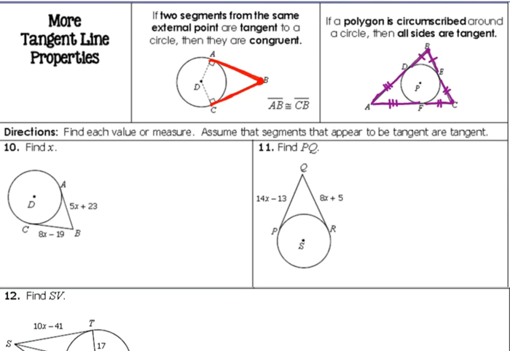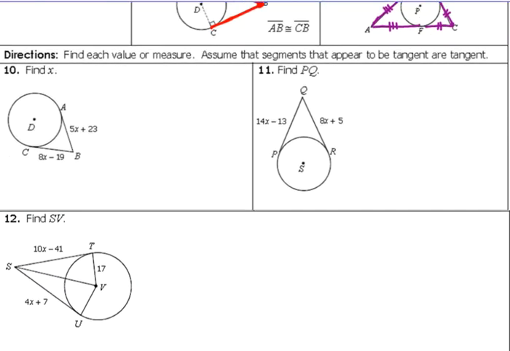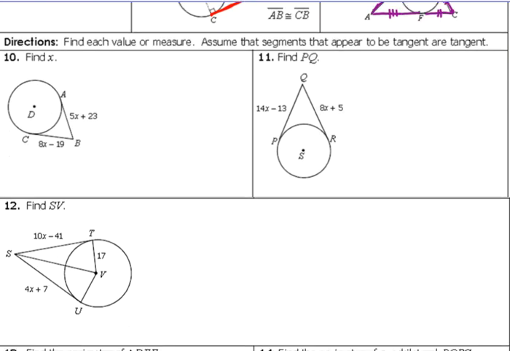Okay, let's do a couple of examples from that. Let's look at number 11. Find each value or measure, assume that segments that appear to be tangent are tangent. Okay, so we've got an external point Q. So we have these two segments here. We're going to assume that they are tangent. So those tangent segments are equal to one another. So 14x minus 13 is equal to 8x plus 5. Solve for x.